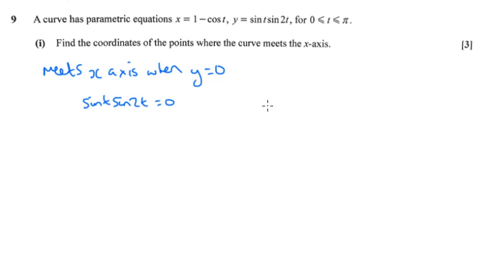Now if you think about it, sine 2t will be 0 more often than sine t. We're between 0 and pi, so we're looking just in this section. So if this is my y equals sine x graph, sine 2t will repeat twice as often as sine t.